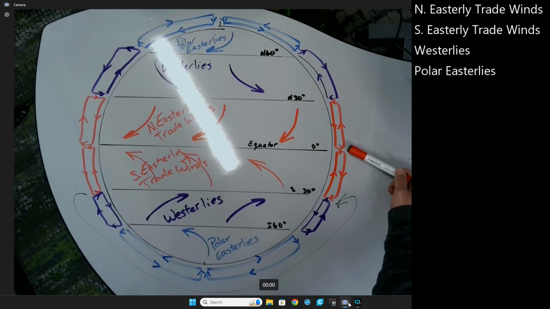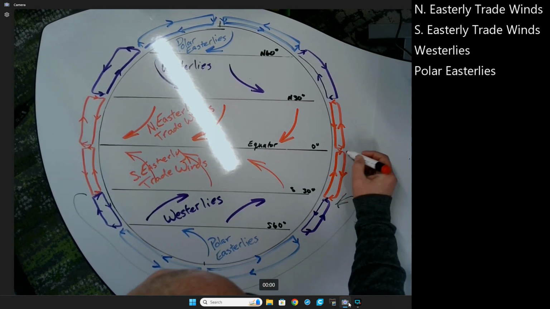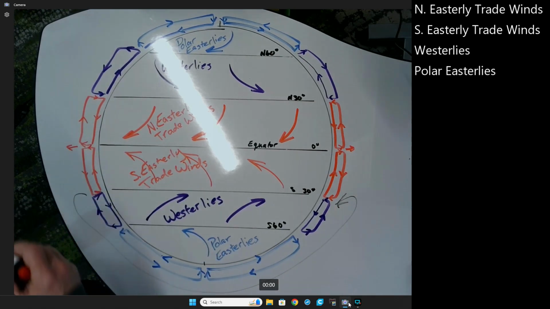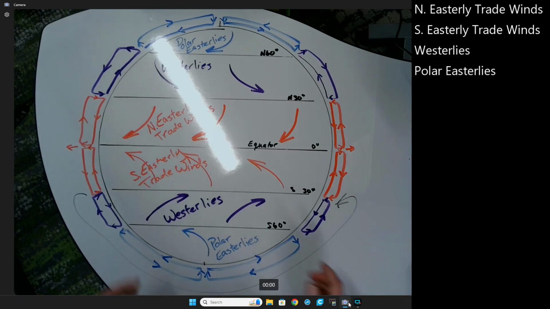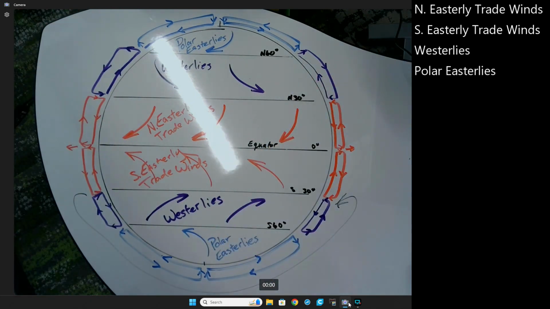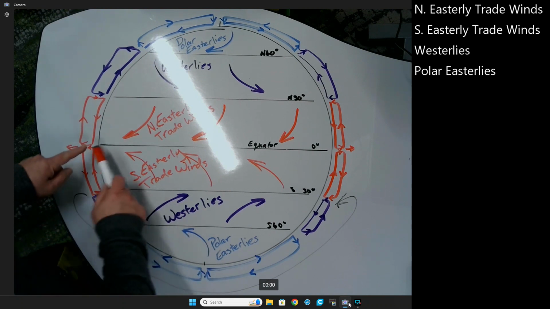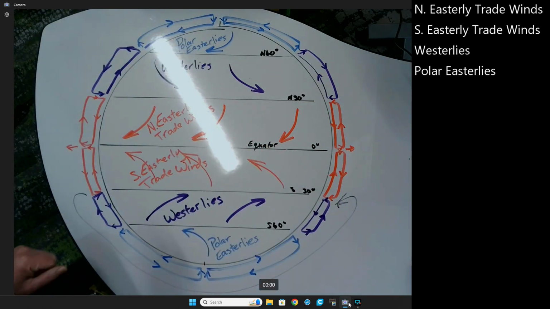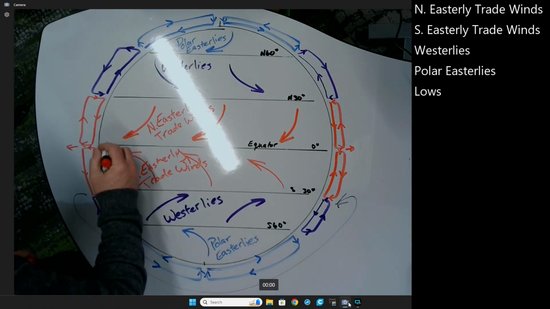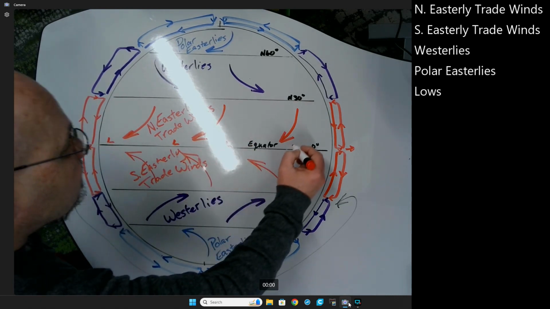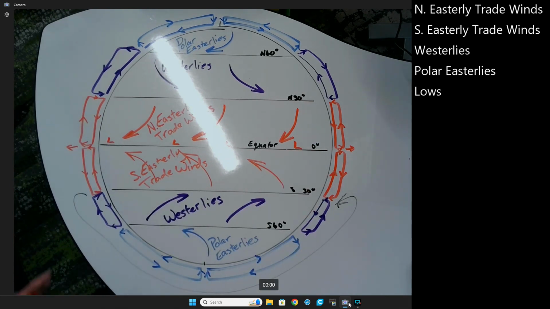At the Hadleys, your arrows are going up. The arrows are rising. And with that said, if the atmosphere is rising, what kind of pressure are you going to have along the equator? What will be the predominant pressure if the atmosphere is rising? Hopefully you said lows. So put some red L's along here. If you don't have red, just put the L's. Know that lows are red.